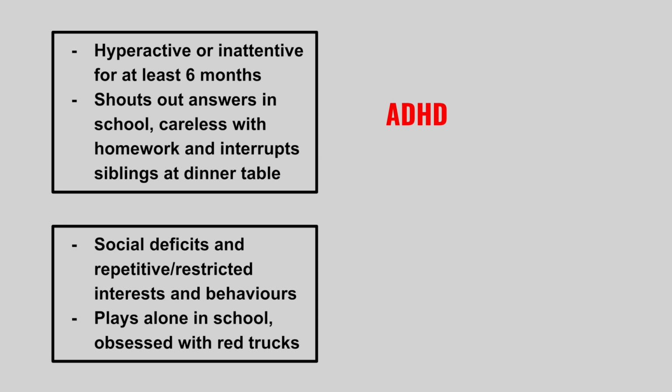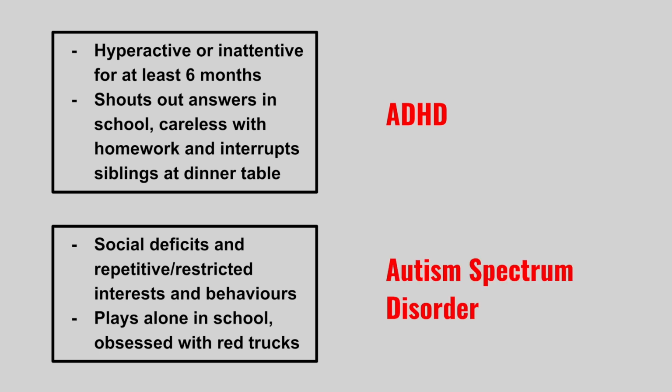Next, we have a patient with social deficits and repetitive restrictive interests and behaviors. So they might mention a child who plays alone in school and is obsessed with red trucks. This is autism spectrum disorder.